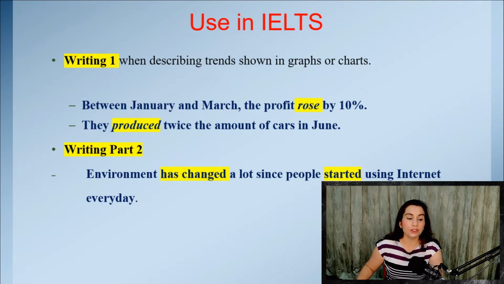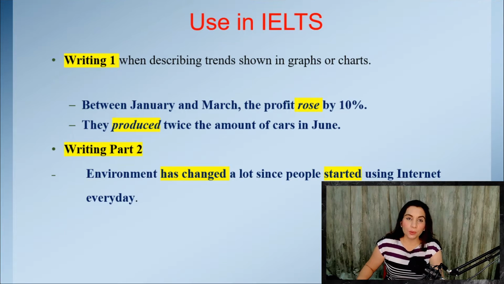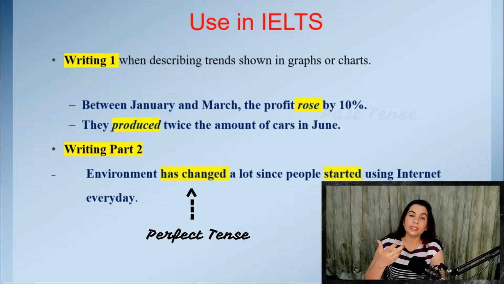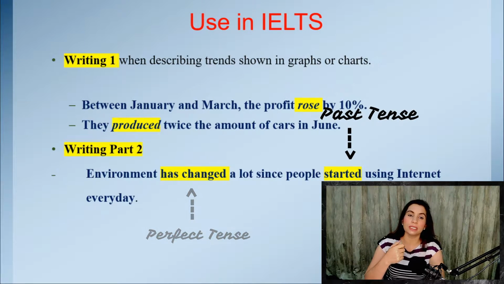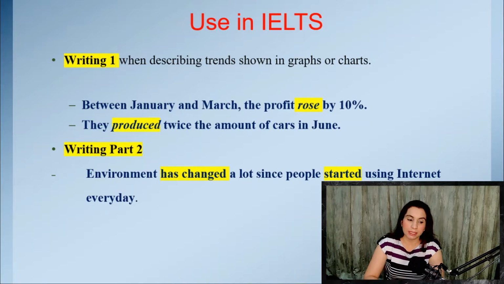Now in writing part 2, that is our essay, we can use this past tense like: environment has changed a lot since people started using internet every day. So here also the event when the people started using internet is an event of the past. So here also we will use the past tense.